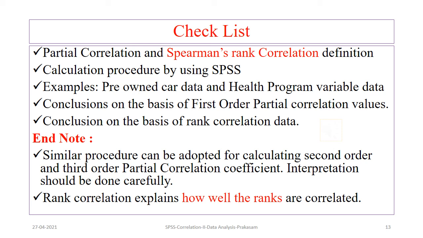Coming to the end note, a similar procedure can be adopted for calculating the second order and third order partial correlation coefficients. Interpretation should be done carefully on that basis. Rank correlation explains how well the ranks are correlated, not whether the values are correlated. That is the most important thing here.